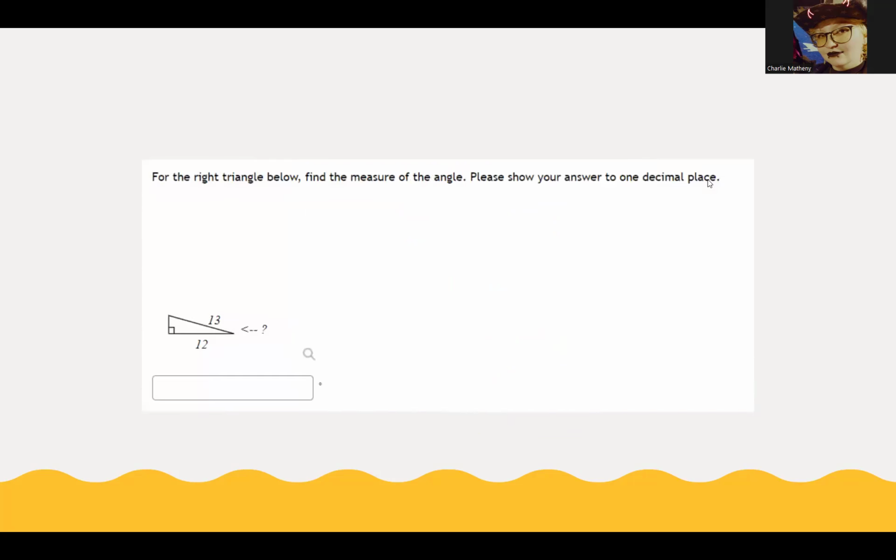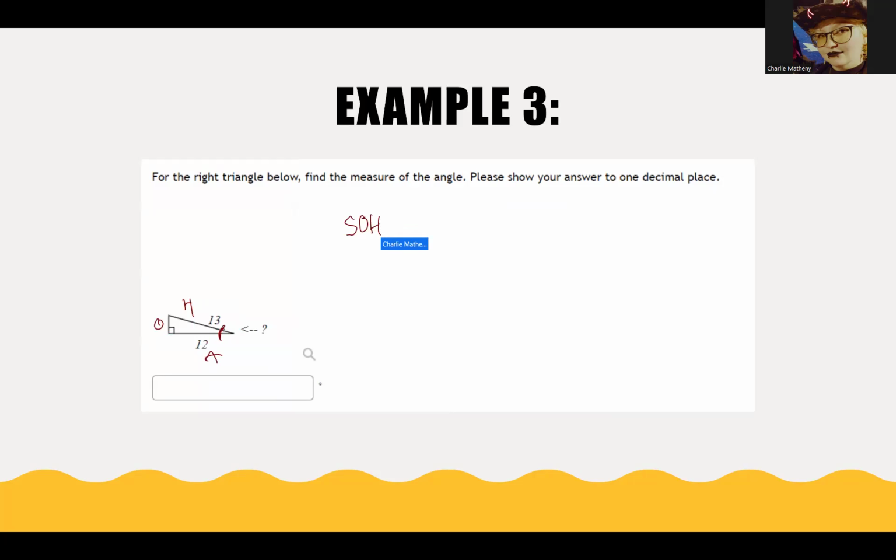Again, here's another angle. So you know that you have an angle missing. So you want to find this angle. This is the hypotenuse. This is the adjacent. This is the opposite. Look again at Soh Cah Toa. You have the A and the H, which means you're going to use the cosine. So the cosine of your angle is going to equal 12 over 13.